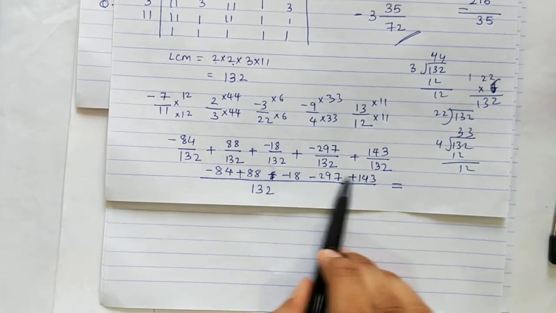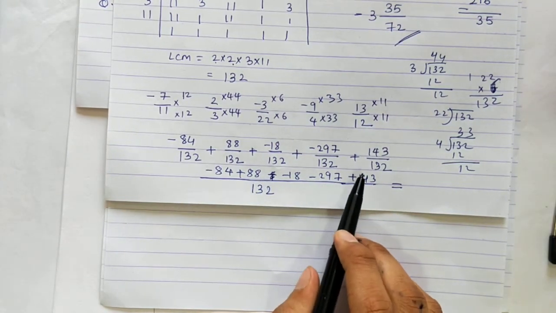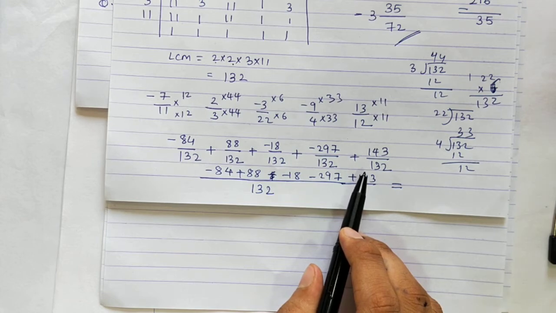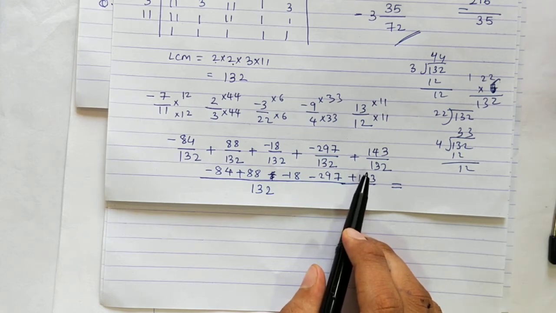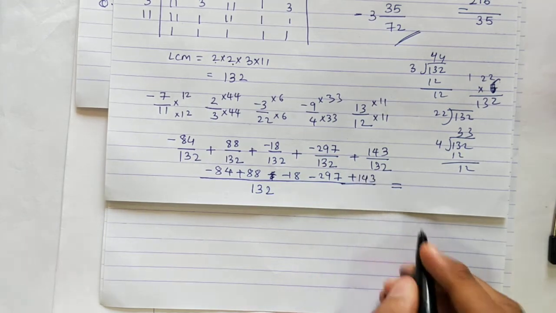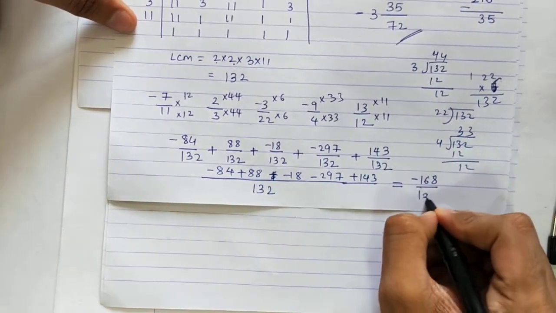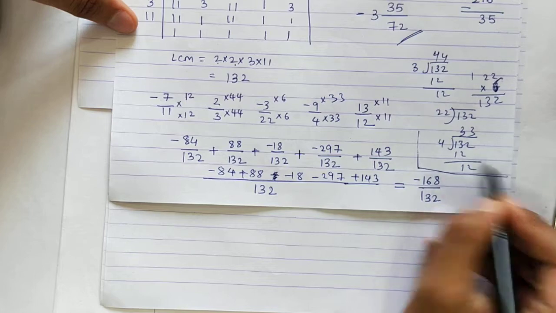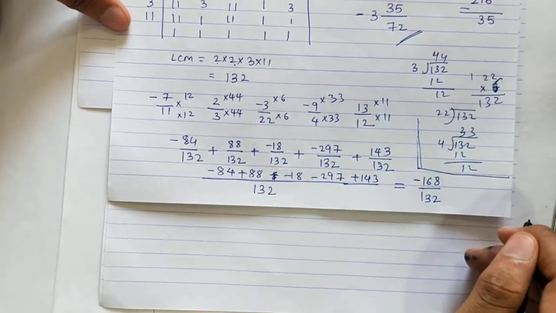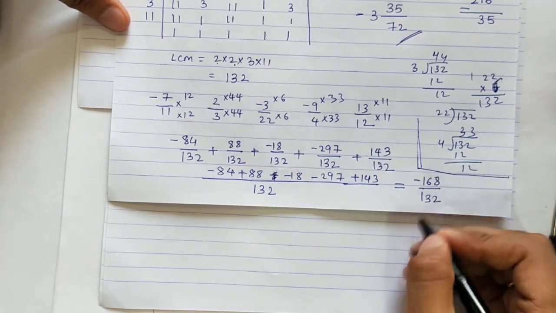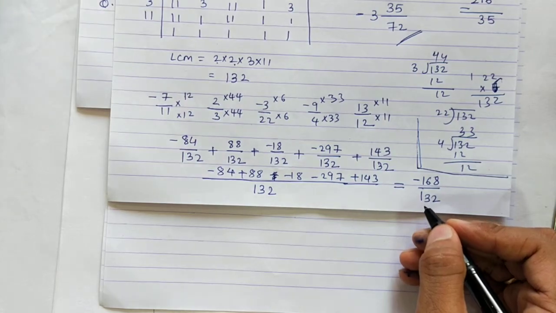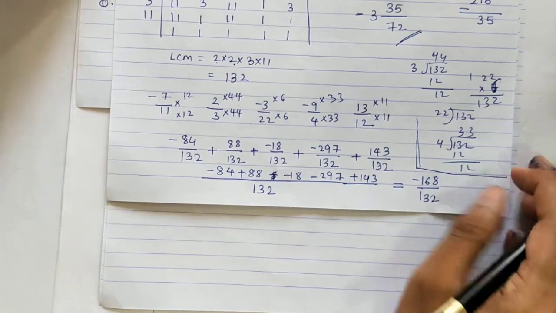When you add and subtract all these, we'll get the answer as 168 upon 132. We can further reduce this. 168 and 132 can be further reduced. So let's see.